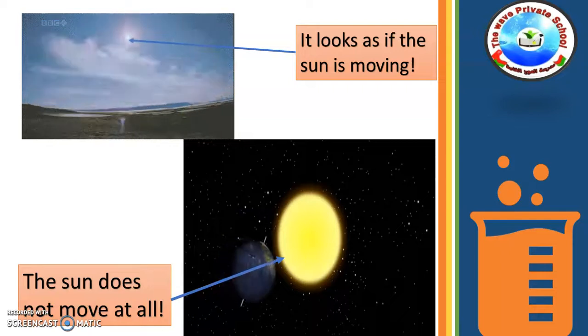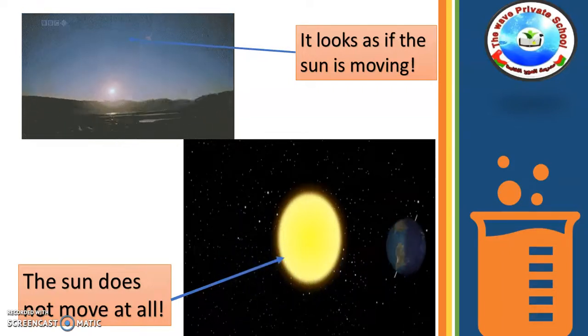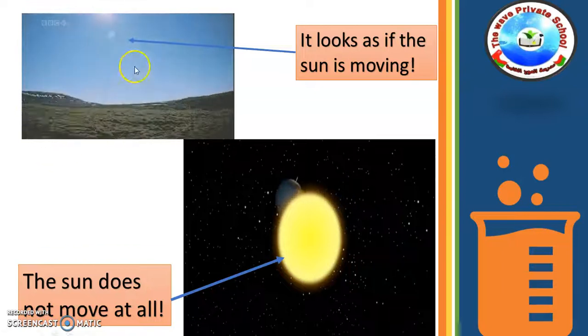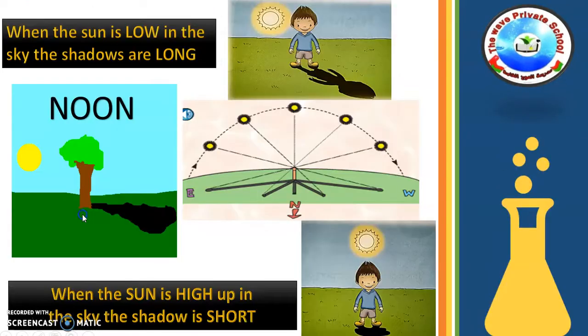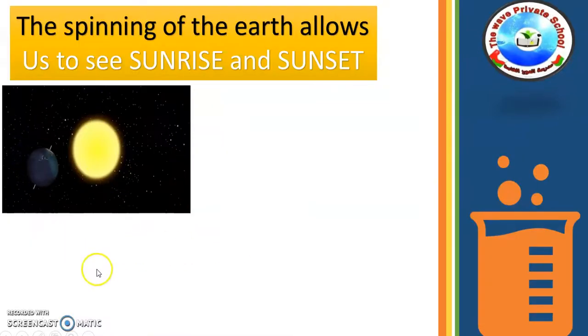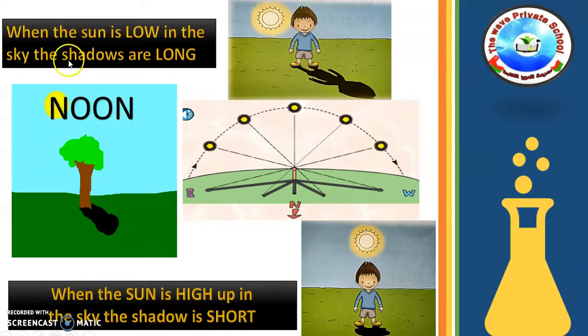So now let's go back to the question. Why do shadows change during the day? Because of what? Look at this one. What is moving in here? Is it the Earth or the sun? Here, it is the sun that is moving, but you know already that it is not the sun that is actually moving, but the Earth.